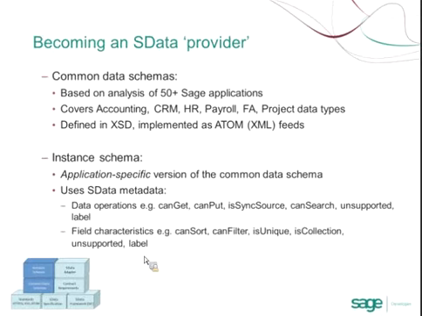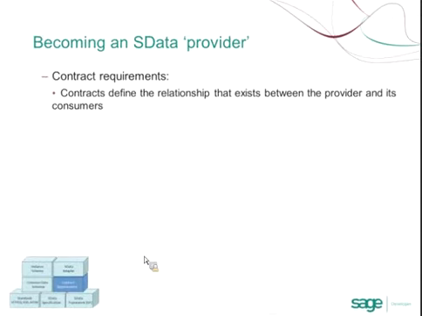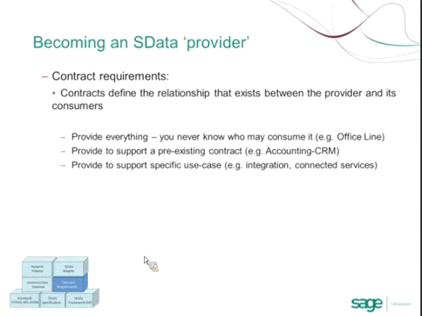Moving on to what it takes in terms of a contract. Contracts in SData define the relationship that exists between the provider application and its consumers. They lay some ground rules as to what is supported and what isn't, and that allows applications to be built which use corresponding functionality. It means that you don't get somebody developing an HR consumer against an application that simply doesn't support HR data. This is more at the functional level, and there are various ways of implementing SData contracts.